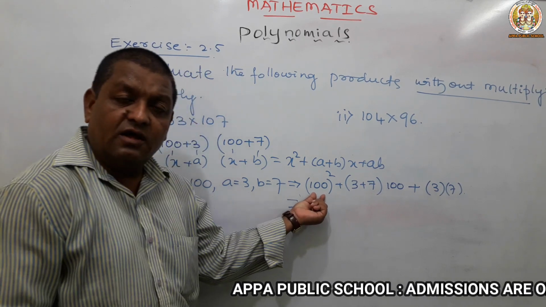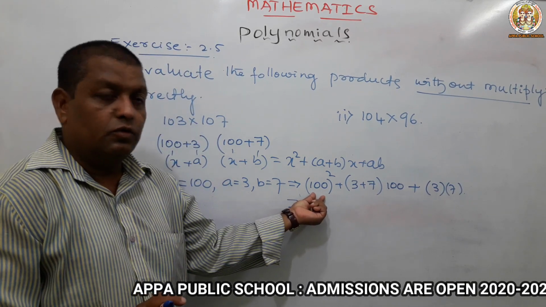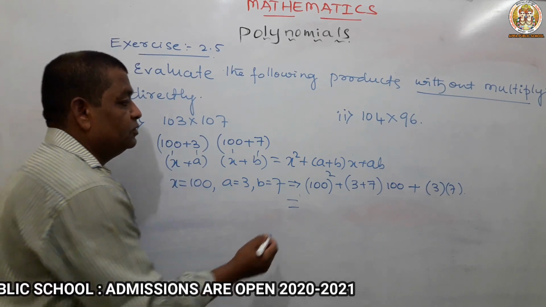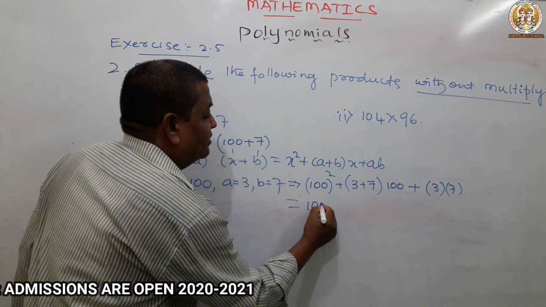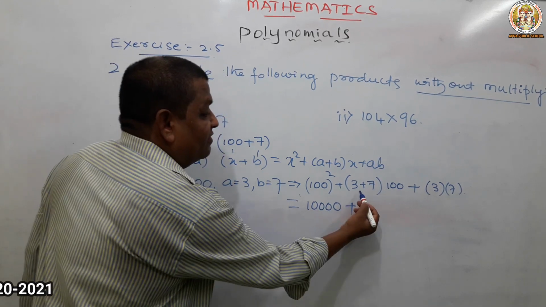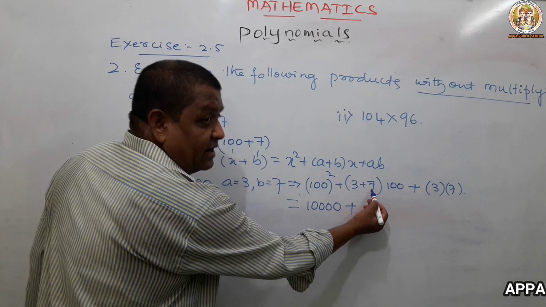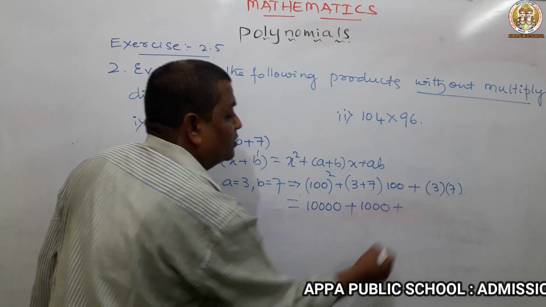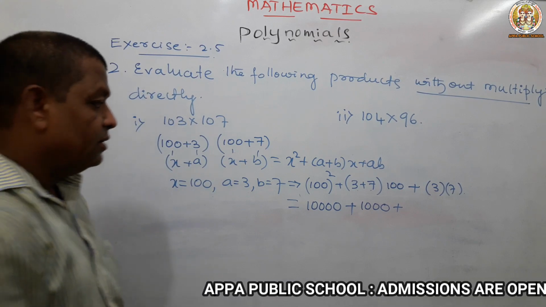How many zeros are there inside? 2. So multiply with the exponent, 2 into 2, 4. So write that many zeros. Plus 7 plus 3, 10. 10 into 100, 1000. 7 times 3 is 21.